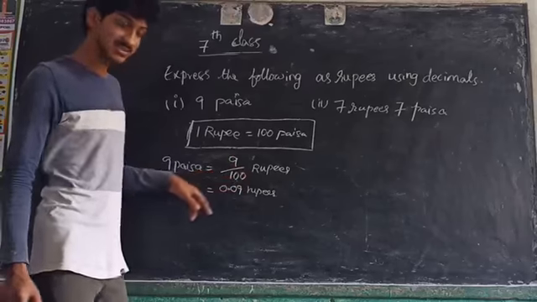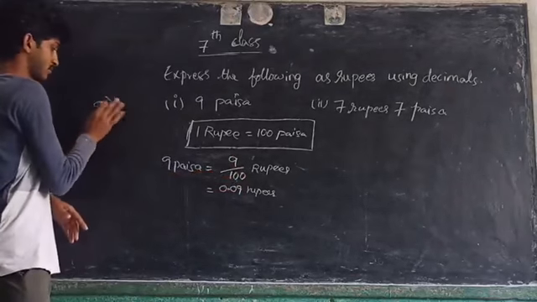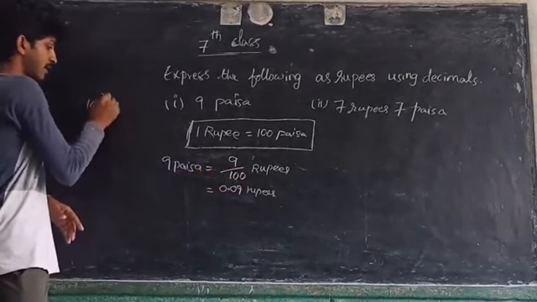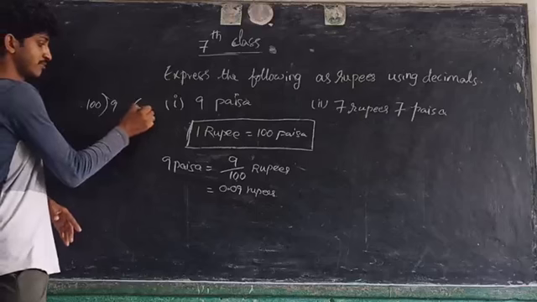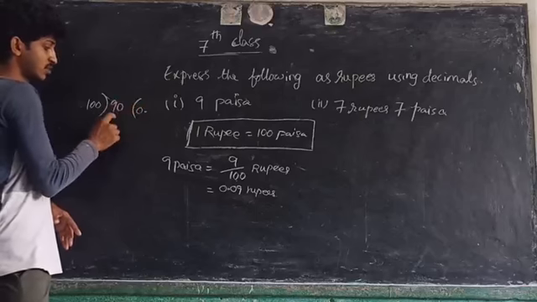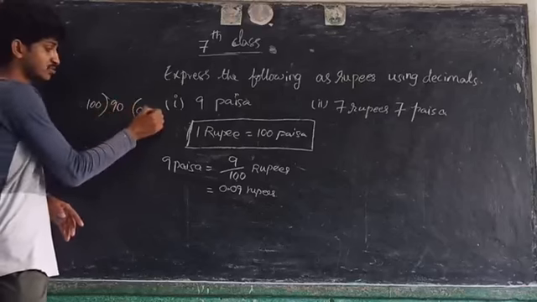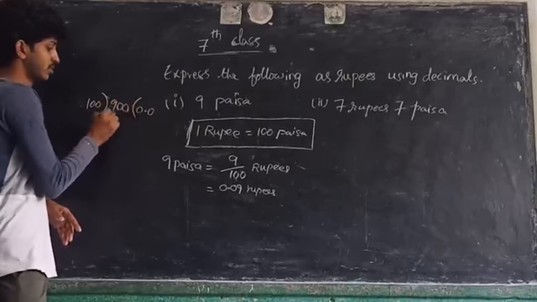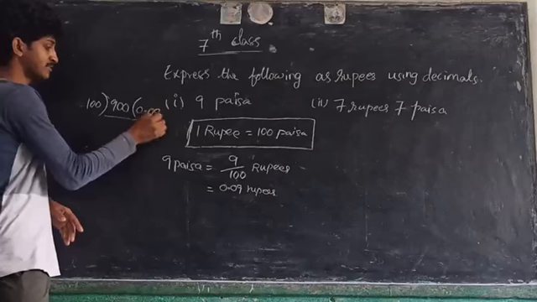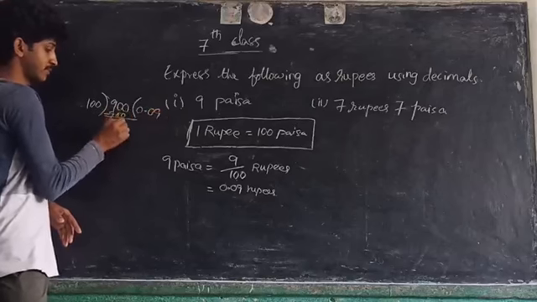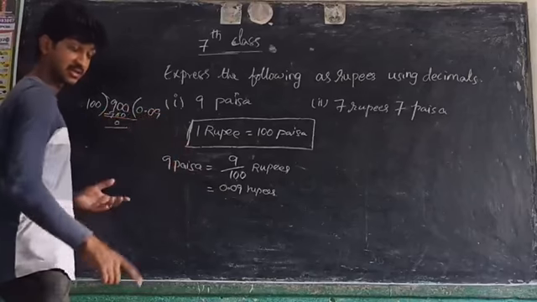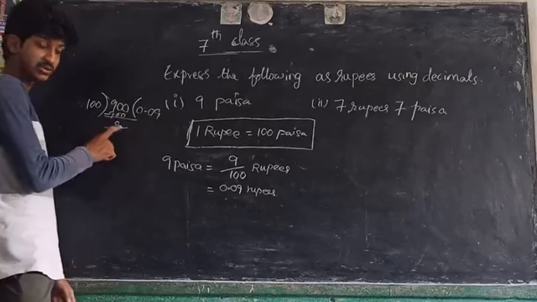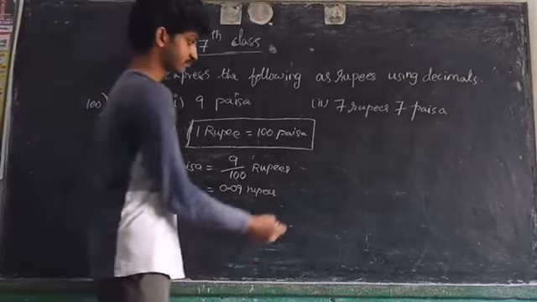Or simply divide this 9 by 100. Here 100 and 9. We must add 0 here. 90 is also not divisible by 100, so we must add 0 here and another 0. In 900, how many times? 9 times 100 is 900. So 0.09. The remainder is 0, so the quotient is the answer.